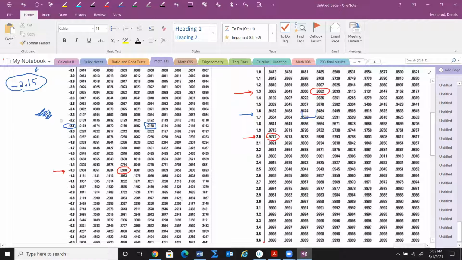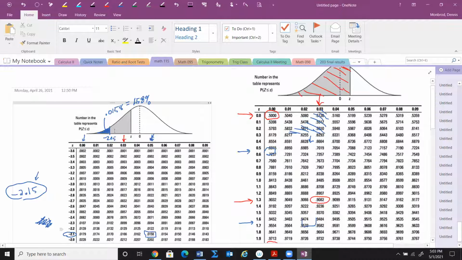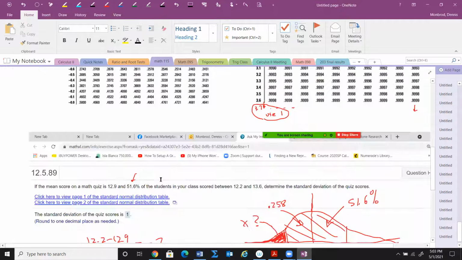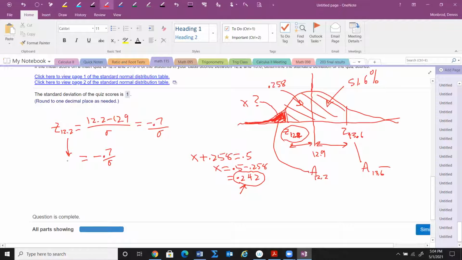Okay, scan your table inside here. This time you're not looking up a z-score. You're starting with the area from a z-score. In other words, we're looking at this area in here, the gray part. So I'm seeing over here, here's a 242 exactly right here, and that means z is negative 0.70. So that means this number right here is negative 0.7. So from this equation now, you can see that sigma must be 1. So we've kind of reverse engineered the problem.